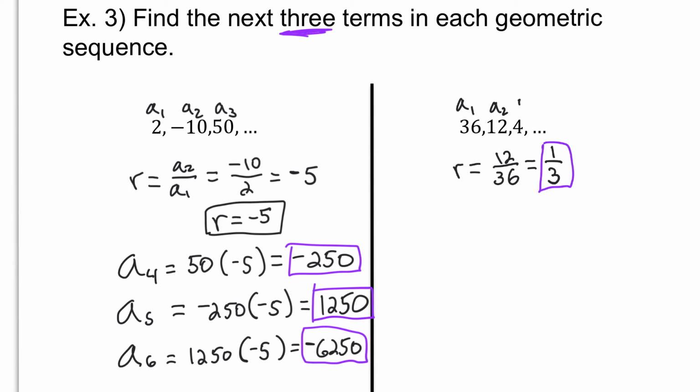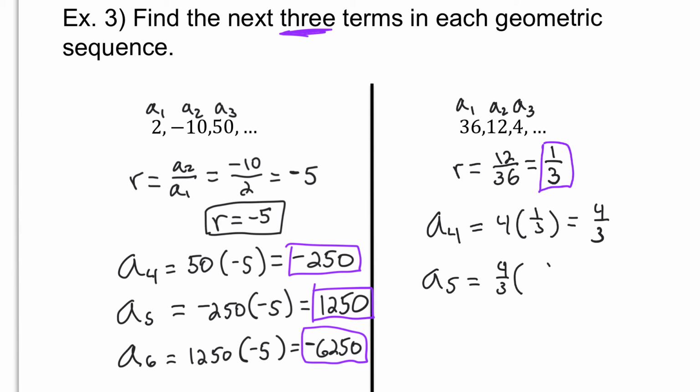So let's see here. I have 3 terms. So this is my third term here, so my next one is my fourth term. I'm going to take 4 and multiply by the common ratio, 1/3. So that's going to be 4 over 3. Then I find my fifth term. I take 4 over 3 and multiply by the common ratio, 1/3. That's going to be 4 over 9. And for my next term, you take 4 over 9 and multiply by the common ratio, 1/3, and that's going to be 4 over 27.